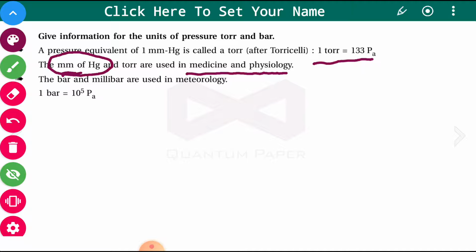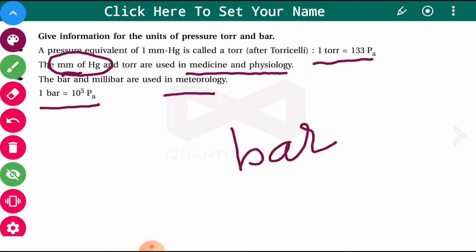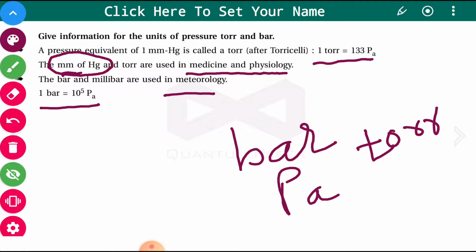The bar and millibar are also used in meteorology. 1 bar is 10^5 Pascal. So bar is another unit, Pascal is a unit, torr is a unit of pressure, and the SI unit is Newton per meter square. So these are different units of pressure.